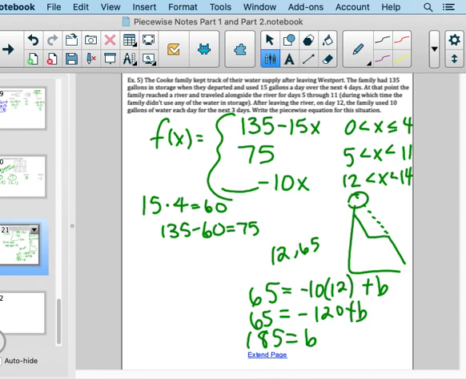If you wanted to use that point slope, again, you could have done y minus 65 equals negative 10 times x minus 12, distributed and then added the 65 over, it would have been the same thing. Okay, so 185 was that starting point that we needed to calculate. All right, so at this time, we're going to pause our notes.